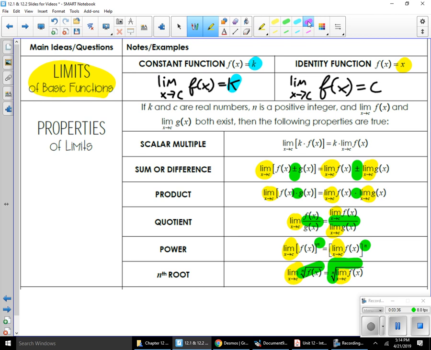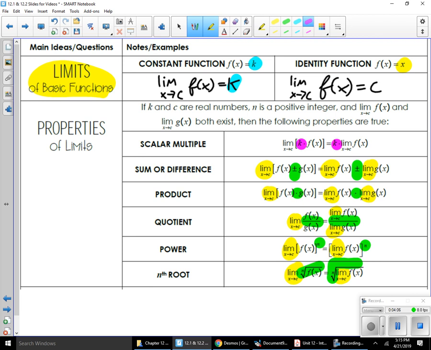The one last weird one is the scalar multiple. Notice if I have something like k times my function, that k comes out as if we're factoring. So again, distributive property, factoring, not really the correct terms here, but the idea still holds. You can pull scalars out. A scalar is just a constant, some number that we're calling k. And we can also break limits up over our standard operations: sum, difference, product, quotient, power, and radicals.